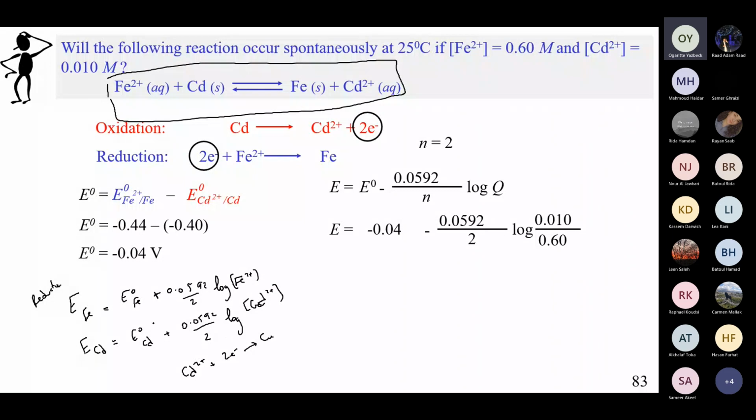Let's solve for this. What number should come out? Minus 0.44 plus 0.0592 over 2 log for the Fe. What was the concentration of the Fe? 0.6. Come on, solve it for me somebody please. Get me a number for the E of the Fe. And this one, minus 0.40 plus 0.0592 over 2 log. What is the concentration of the cadmium? 0.01.